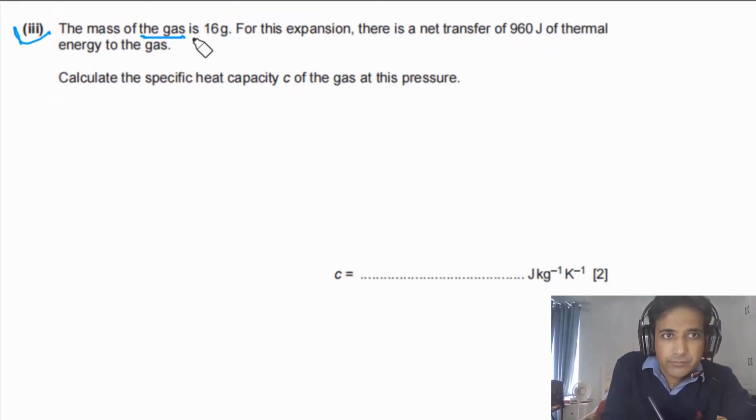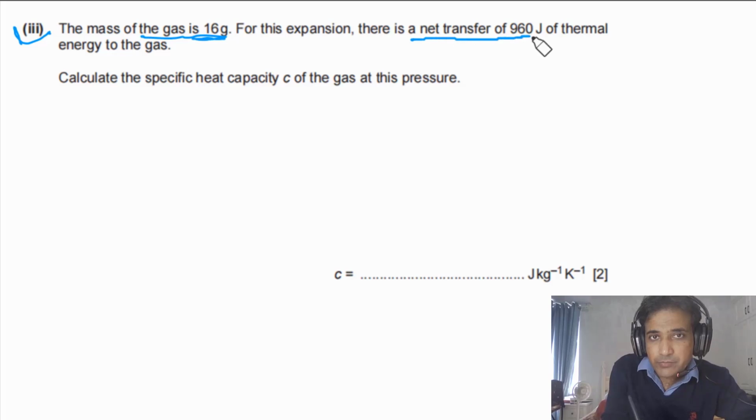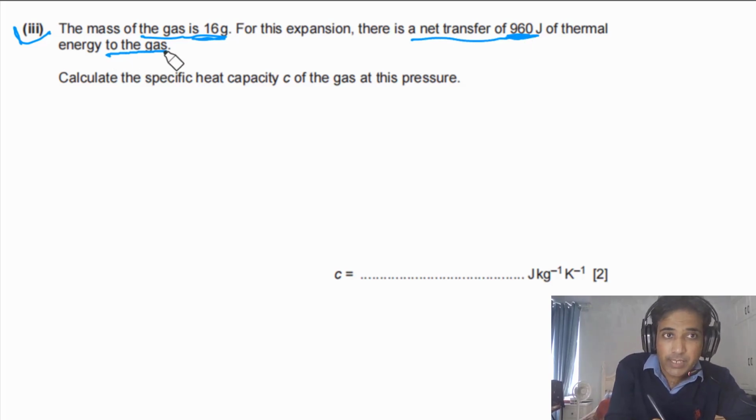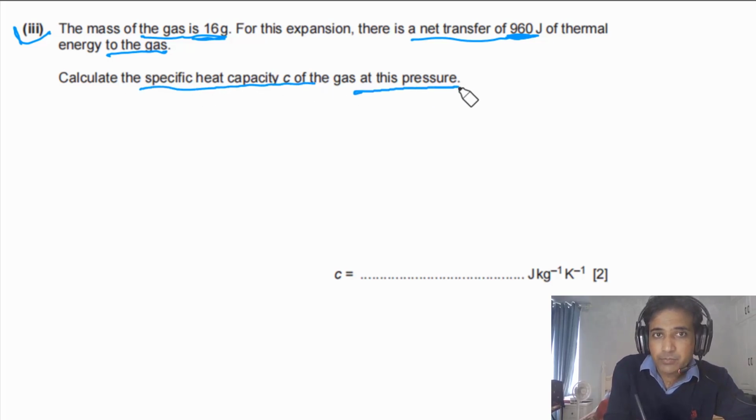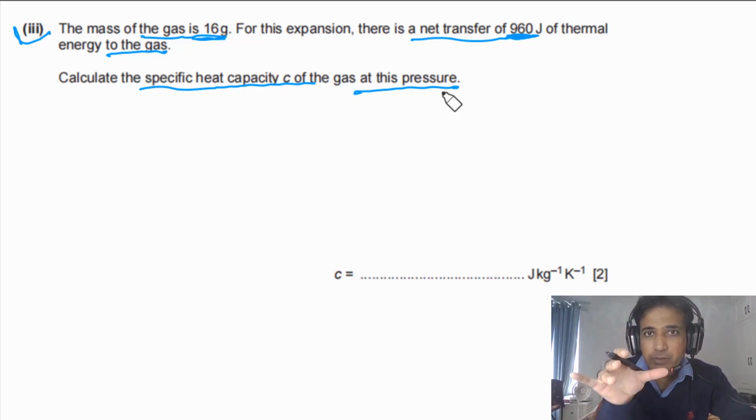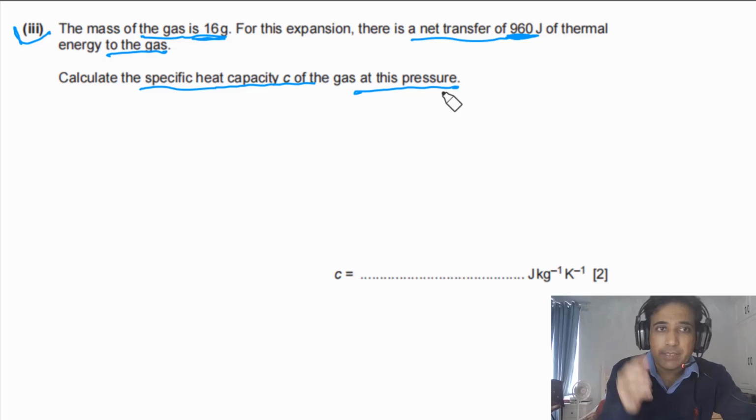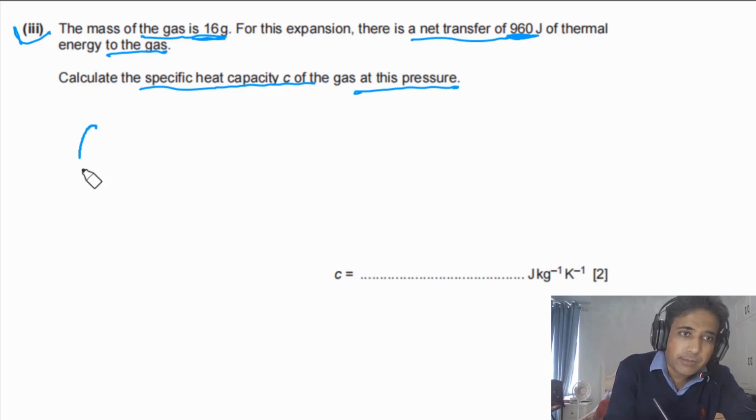Question says the mass of the gas is 16 grams. For this expansion there is a net transfer of 960 joules of thermal energy to the gas. Calculate the specific heat capacity of the gas at this pressure. So simply we need to calculate specific heat capacity of the gas. We can also understand this one in a better way, so you can visualize.